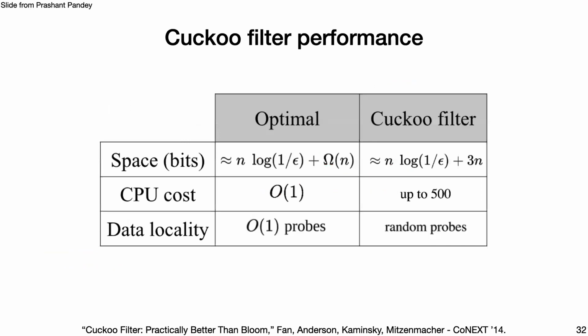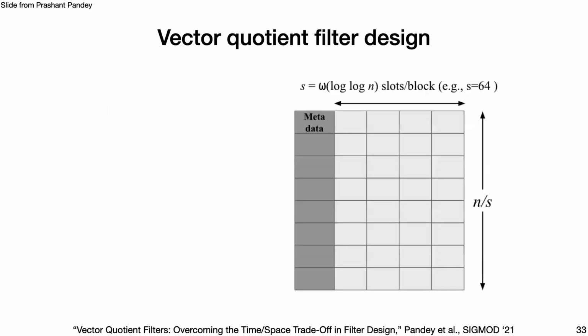Okay. So cuckoo filters, again, these are lower bounds. For locality, you have to do these random probes, if you check these two boxes. And the size is n log 1 over epsilon plus 3n, where 3 is the constant. Okay. So recently there has been this paper from '21 about vector quotient filters, which is how to overcome this time-space trade-off in filter design.